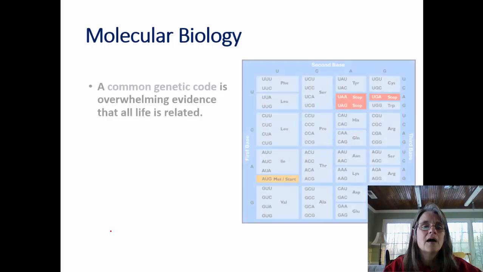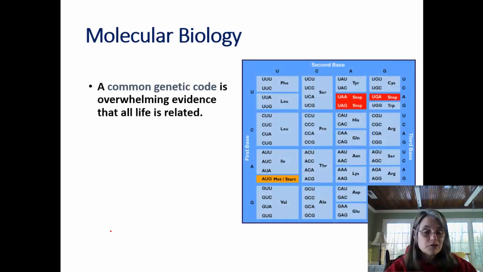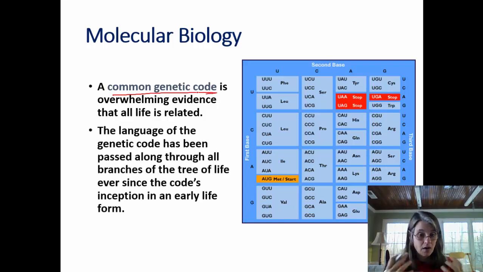Okay? So, in conclusion, this common genetic code that we share with all life forms, from the lowliest prokaryote to the most highly evolved mammals, we all share this common genetic code. And that has got to be some pretty persuasive evidence that we are all fundamentally related at a very, very fundamental level.